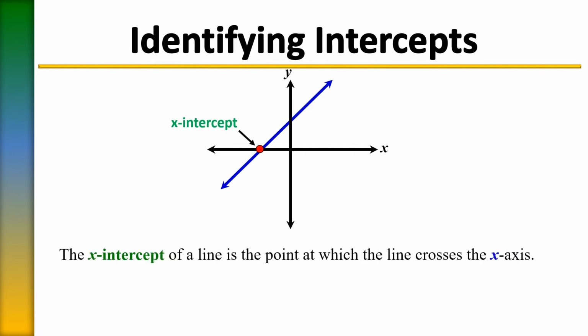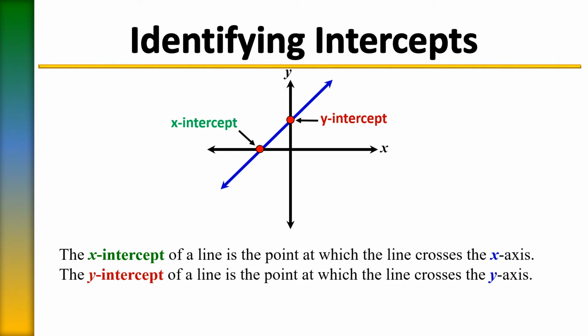So the x-intercept of a line is the point at which the line crosses the x-axis. And the y-intercept of a line is the point at which the line crosses the y-axis.